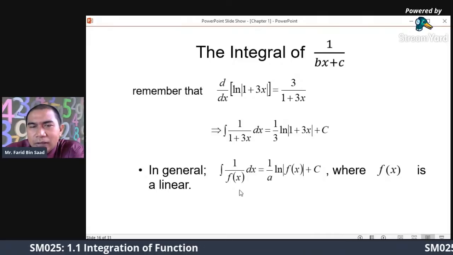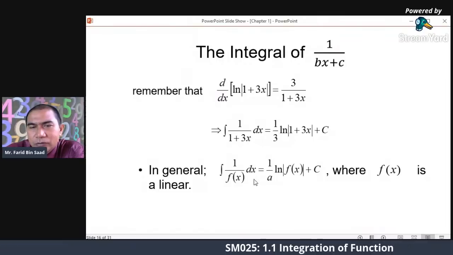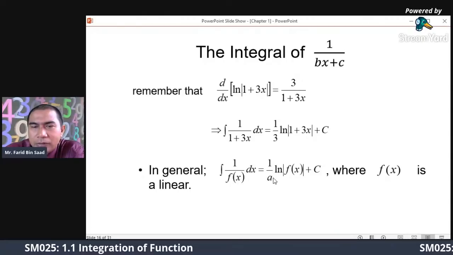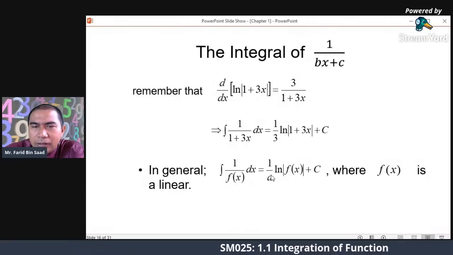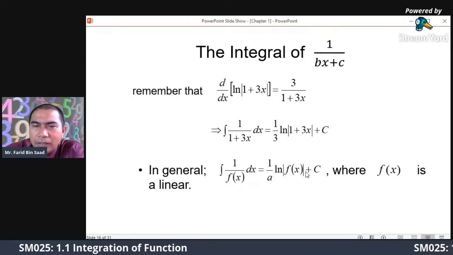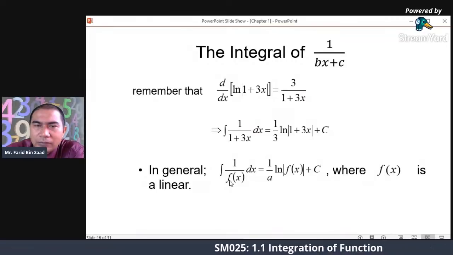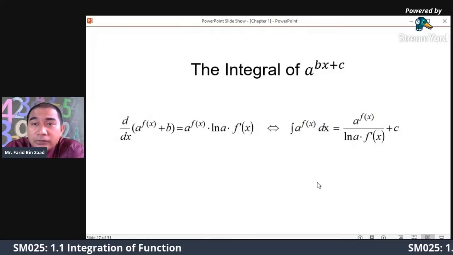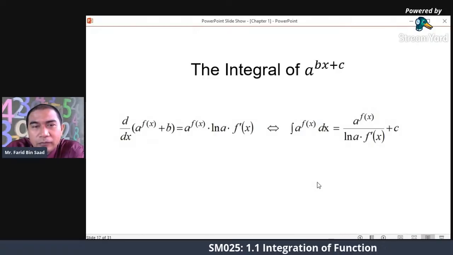In general, if we integrate 1 over f(x) dx, we will get 1 over a. What is a? a means that we differentiate f(x), we get a, and then times ln of the function f(x) plus c, where f(x) must be linear. Okay, next. So the integral of a power of bx plus c.